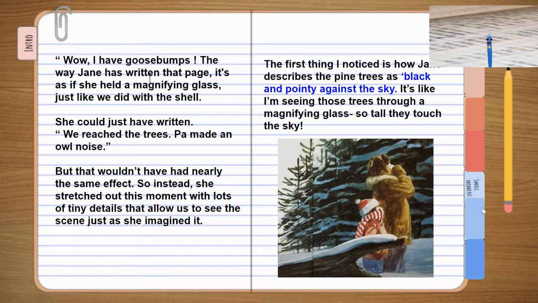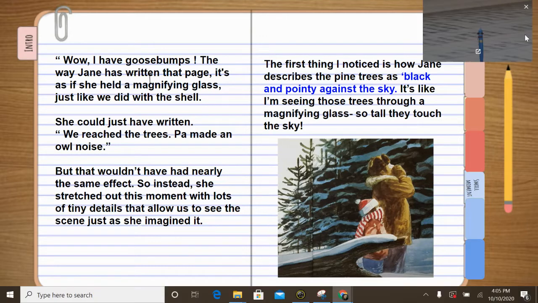So instead, she stretched out this moment with lots of tiny details that allow us to see the scene just as she imagined it. The first thing I noticed is how Jane describes the pine trees as black and pointy against the sky. That means they're probably very, very tall. It's like I'm seeing those trees through a magnifying glass, so tall they touch the sky.